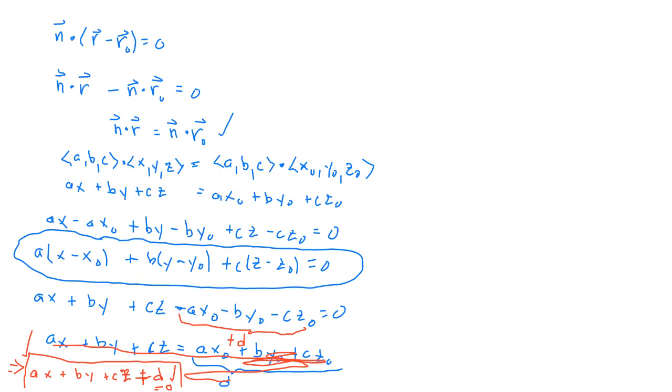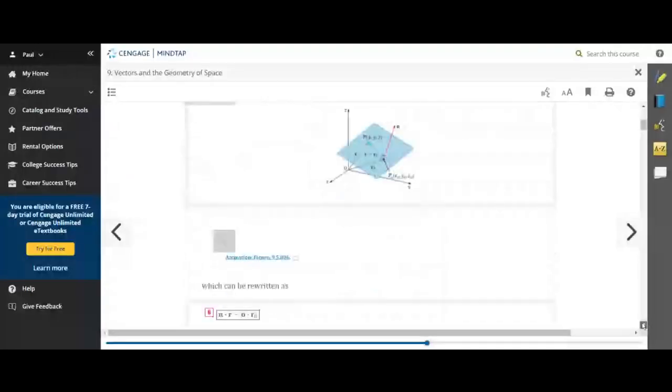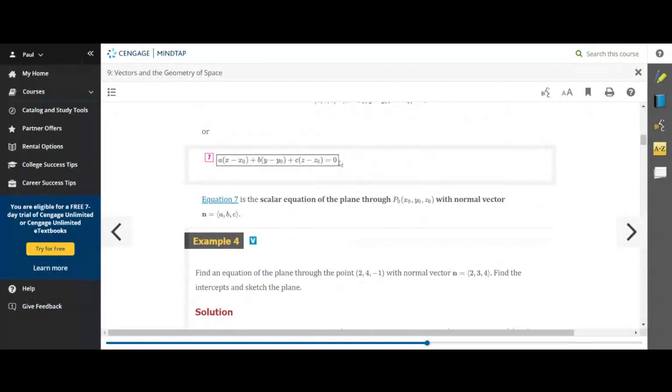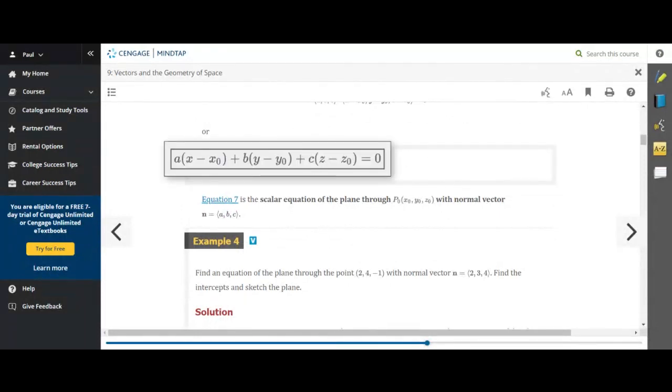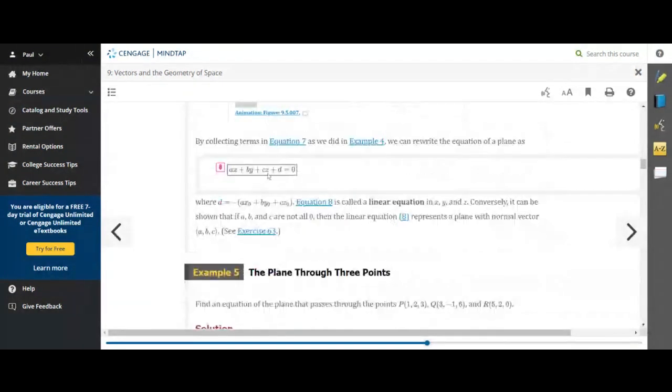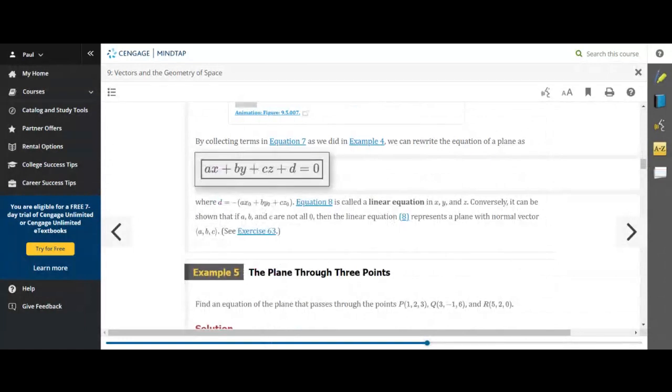All right, so we've proven, we've shown that this equation here is simply an equation of a plane through a point P sub 0 with normal vector A, B, C. Geometrically we showed this, and further, that can be reduced to that equation there, which is one that you've seen before.